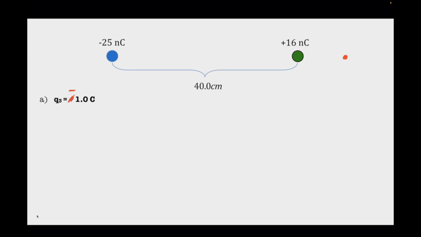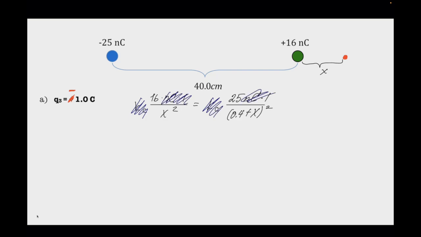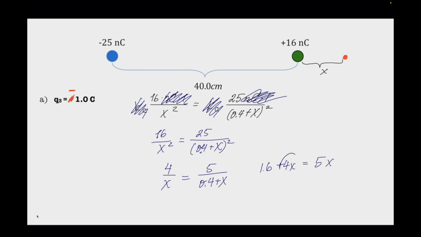So then I'm going to call this x and write again, Kc is going to cancel, but just for the sake of the exercise, Kc, then I have 16 nanocoulombs times 1 over x squared should be equal to, again, Kc, and it's absolute value, so I'm not going to bother with the minus, 25 nanocoulombs times 1, and in this case, this is 0.4 plus x, and all of that is squared. Let's get rid of the dead weight of Kc, of nanos and 1, and we end up with 16 over x squared equals 25 over 0.4 plus x squared. And what do you know? We can root. Cross multiply. 1.6 plus 4x equals 5x. That's even easier. That just goes over here, and we end up with x equals 1.6.